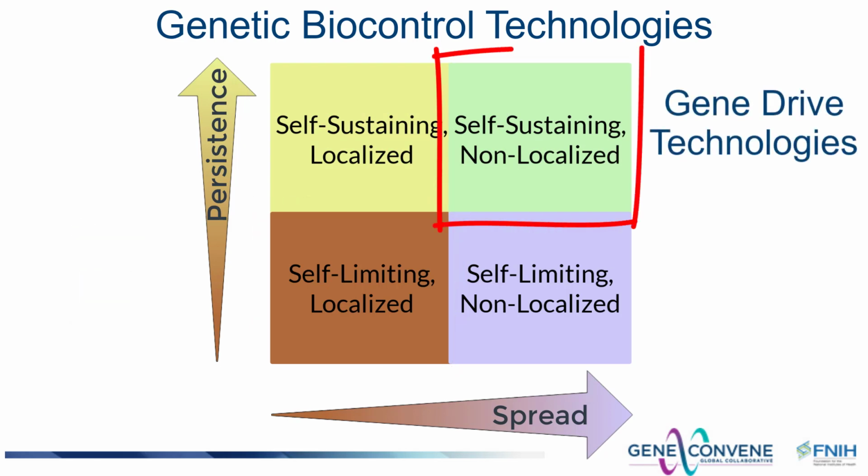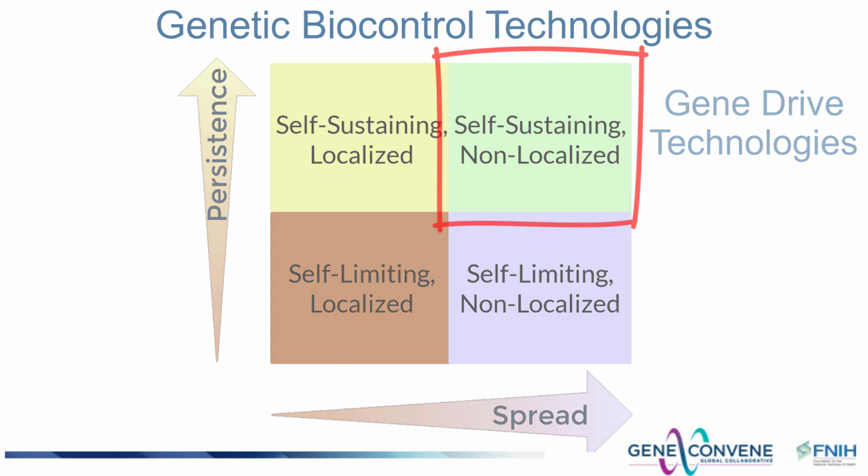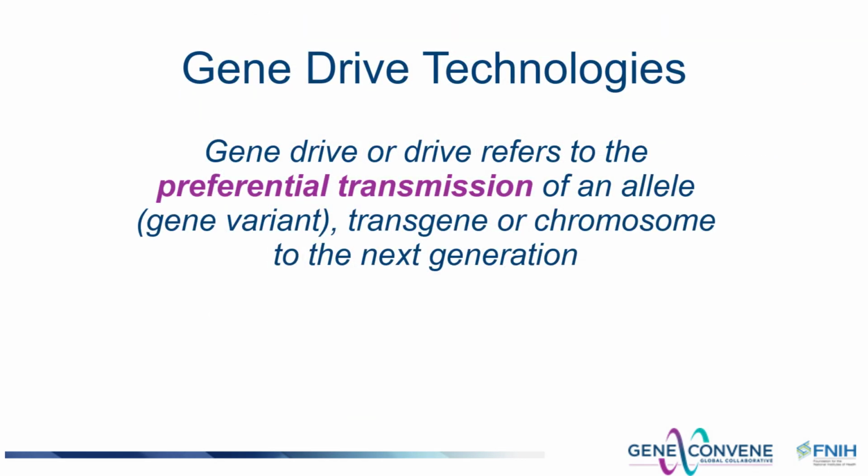At the other end of the spectrum of persistence and spread potential are gene drives, and these are the focus of this short video. The objective is to go beyond the simple explanation of the concept of gene drive in order to gain a more nuanced understanding of the phenomenon. Nuances that can be useful in thinking more broadly and deeply about the technologies, and the pros and cons associated with them. Gene drive refers to the preferential transmission of an allele, or chromosome, to the next generation.